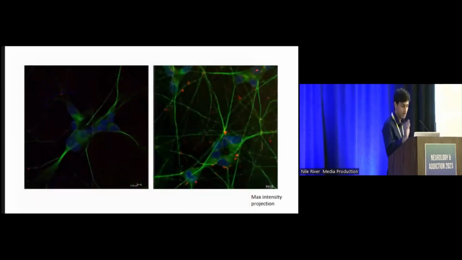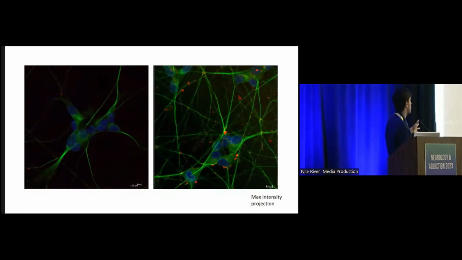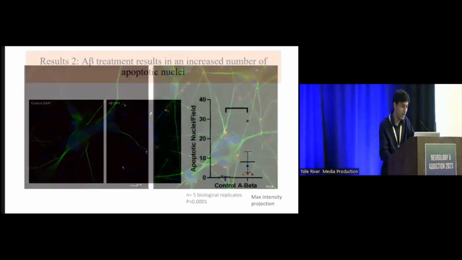Now, to get a better understanding of what it actually looked like in maximum intensity projection, as you can see, no A beta here, some endogenous, but it's negligible when we quantified. And when you look at the treated cells, you can see clear fluorescence of increased amyloid beta within the cell.